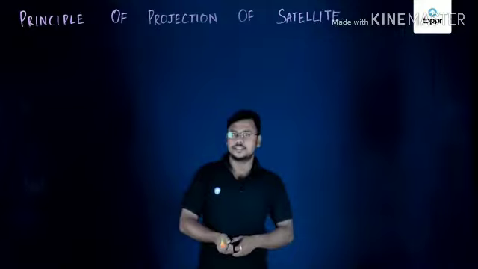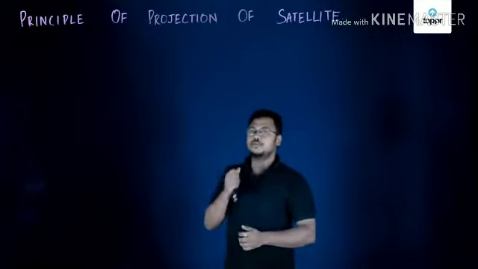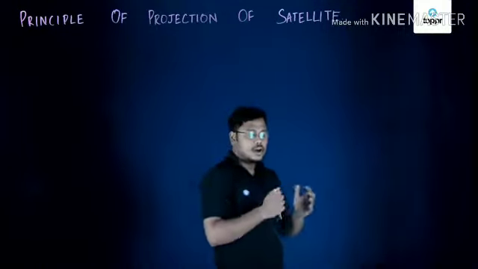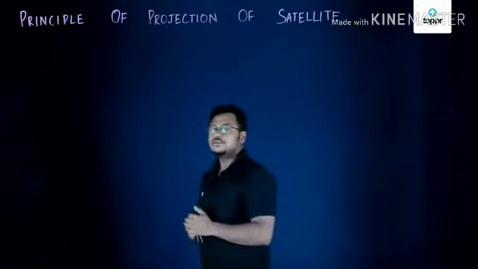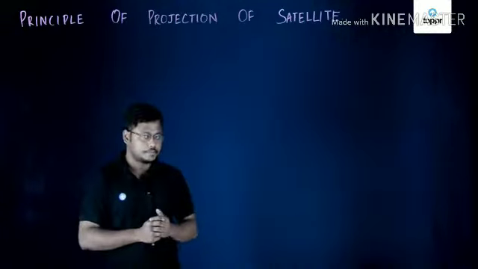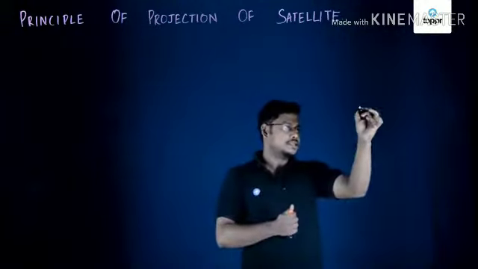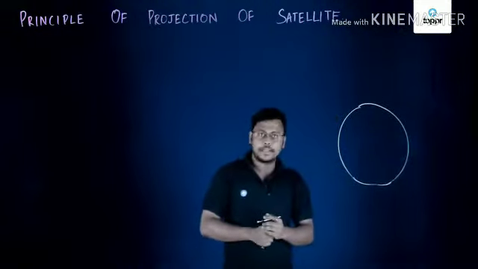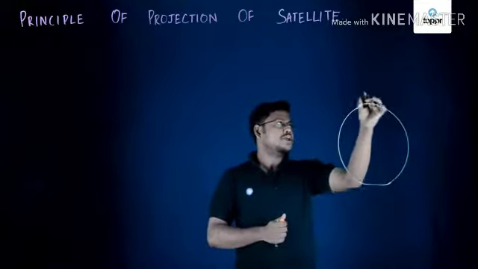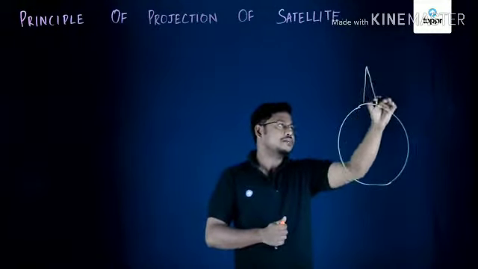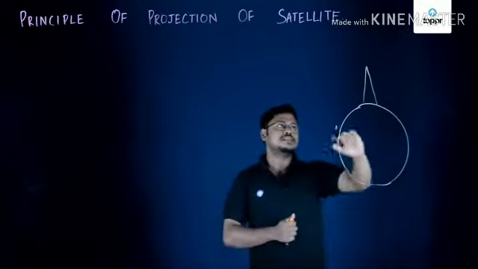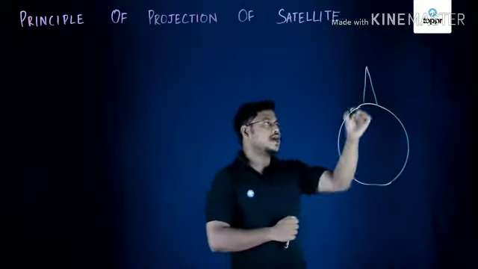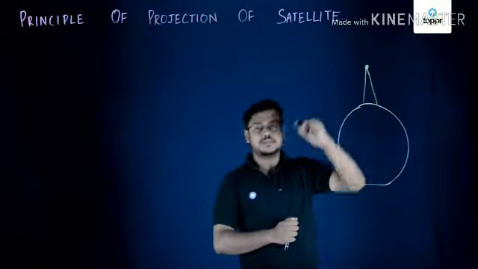Hello students, in this session we are going to discuss the principle of projection of satellite. So we know that satellites are being launched from the Earth's surface and they revolve around the Earth in a particular orbit. So let us assume that this is the Earth, which has a spherical shape. Suppose I have installed a tower quite high, compared to the extent of the atmosphere from the surface of the Earth. Now suppose I am going to launch a satellite from this position.